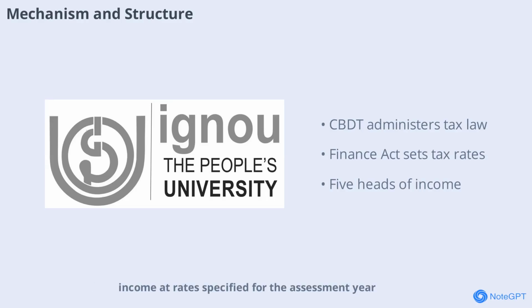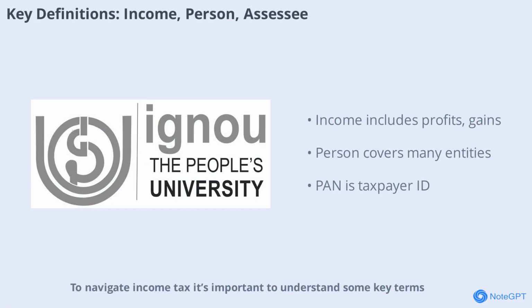Income tax is levied on the previous year's income at rates specified for the assessment year, and the Act identifies 5 heads of income: salaries, house property, business or profession, capital gains, and other sources. Understanding these categories is crucial for accurate tax computation and compliance. To navigate income tax, it's important to understand some key terms.